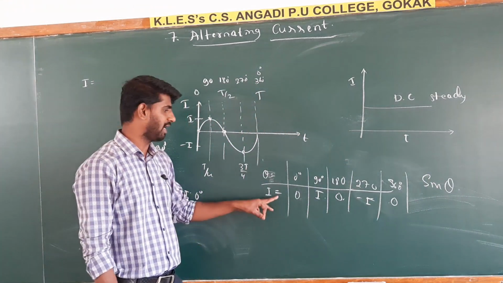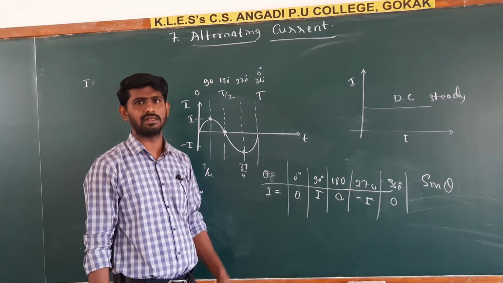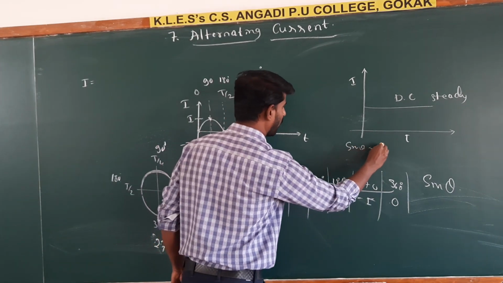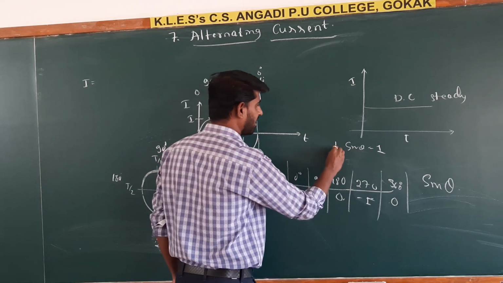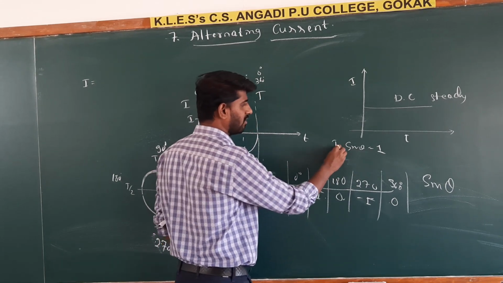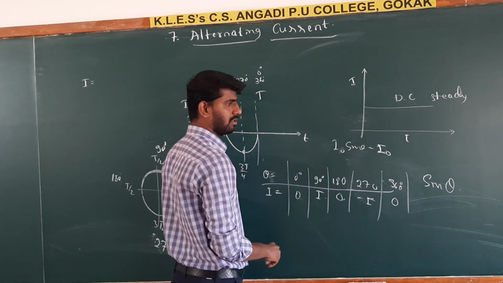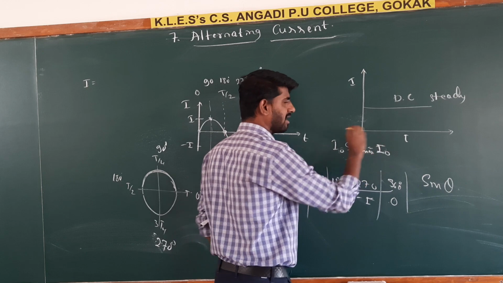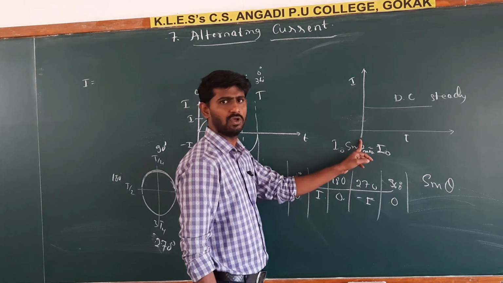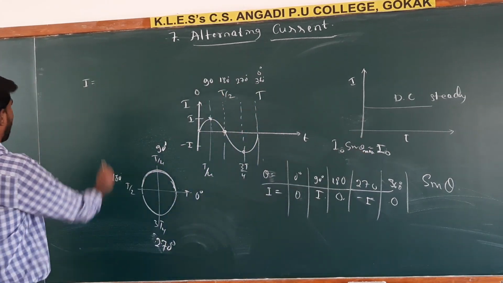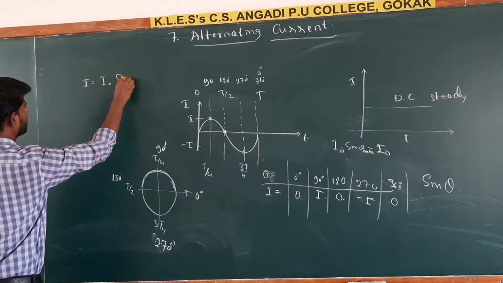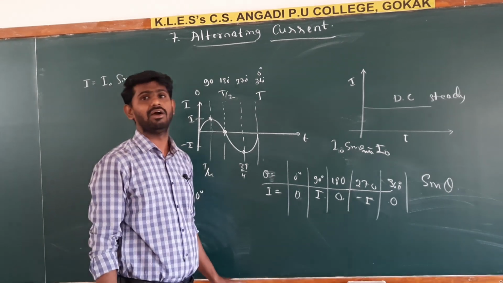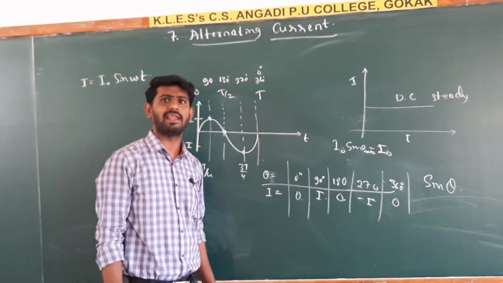So this variation is possible with the sine function. That's why we can write here: the maximum value of sine theta is 1. If I write the maximum value of current as I naught, then sine of theta maximum is 1 and I naught into sine maximum is I naught. So that's why I is equal to I naught into sine omega t. This becomes the equation for the alternating current.